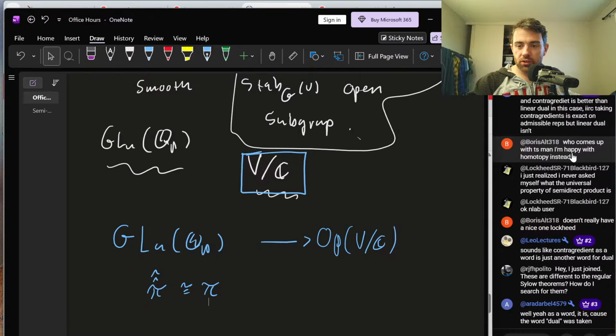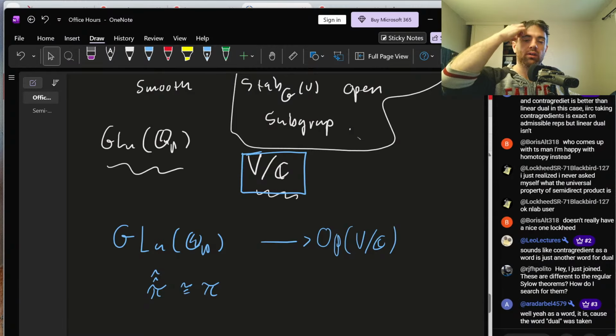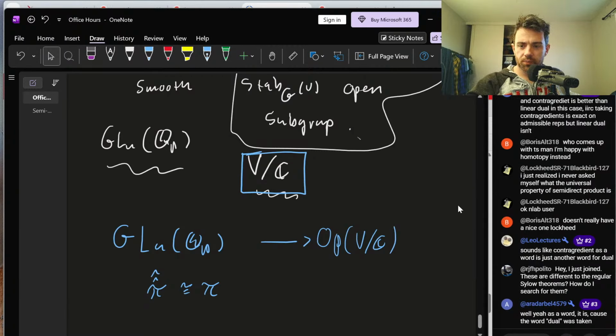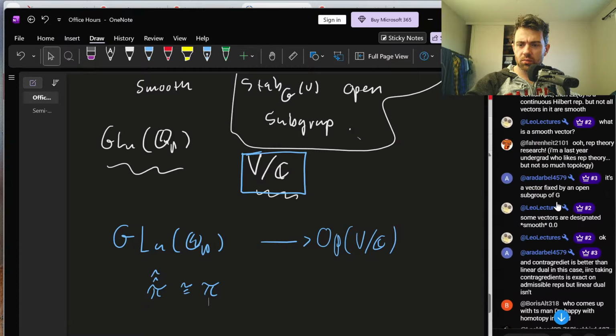Who comes up with this? You're happy with homotopy instead? Why not have it all? You just realized you never asked yourself what the universal property of a semidirect product is. I think that came up. I think we were looking that up on stream. I don't remember exactly. It doesn't really have a nice one. I thought we saw some blog when we looked it up before.